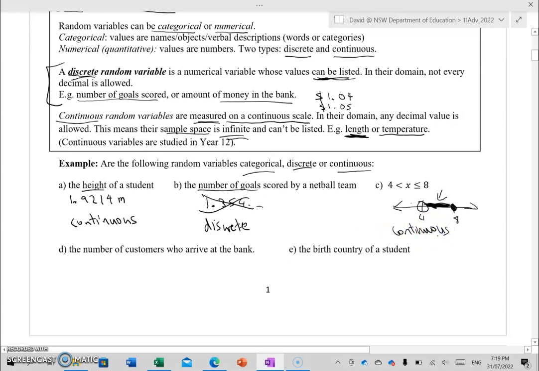The number of customers who arrive at a bank. Obviously you can't have 1.427 customers. So the values can be listed as just the whole numbers, and therefore that is discrete. And the birth country of a student: you could say Australia, England, whatever. But these are categories, they're words, so this data is categorical. So that's a bit of a recap on distinguishing between categorical, discrete, and continuous. And obviously in this chapter we're going to be focusing on discrete random variables.